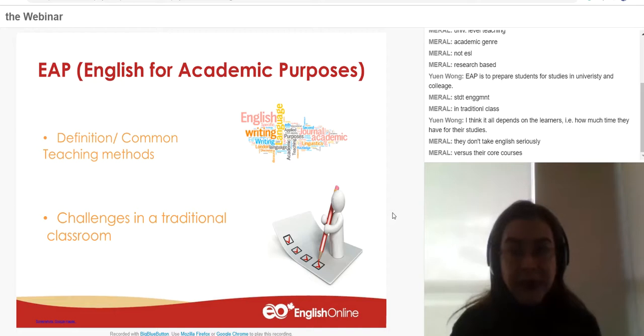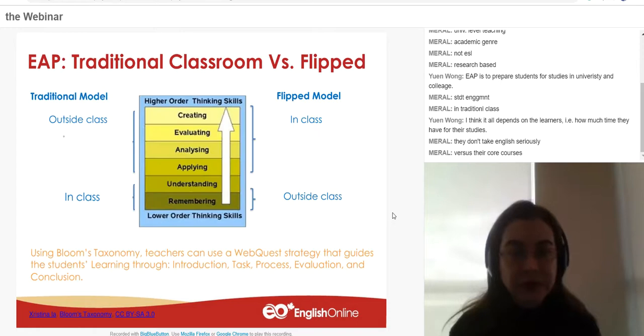I do agree with all this. And as a teacher, exactly, yeah, they feel English maybe is not very important. Let's jump and study our majors. Why are we doing this? So this will lead us to sort of compare the traditional classroom with the flipped model.